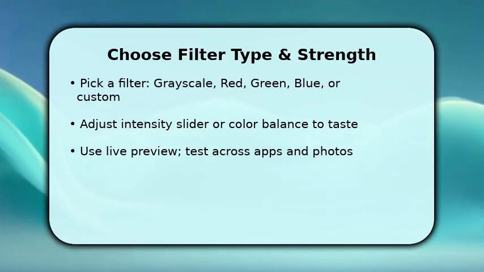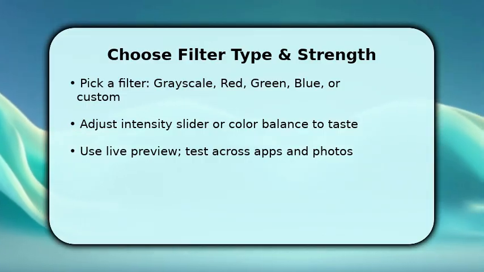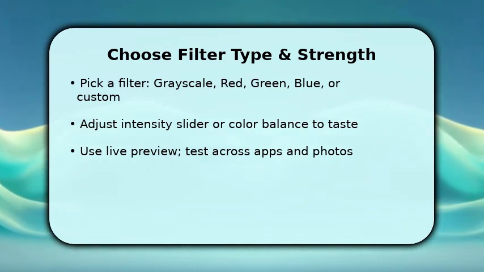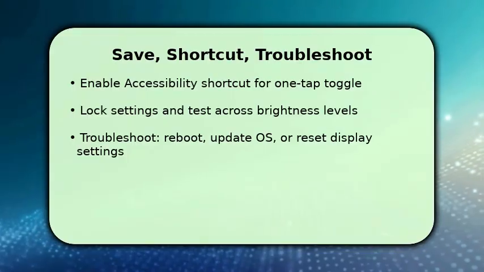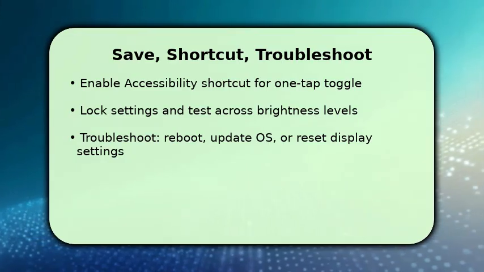If available, choose a custom matrix or color correction mode to fine-tune hue and saturation. This is the detailed execution that gives you predictable color control. To finish, save your chosen filter and enable the accessibility shortcut so you can toggle the filter quickly.